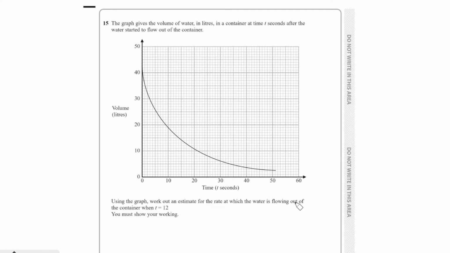Question 15. I'm pretty sure you already got this in your paper 1, so I highly doubt they're going to ask it a second time, to be honest, but we'll go through it anyway. So question 15, the graph gives the volume of water in litres in a container at time t seconds after the water started to flow out of the container. So using the graph, work out an estimate for the rate at which the water is flowing out of the container when t is 12.